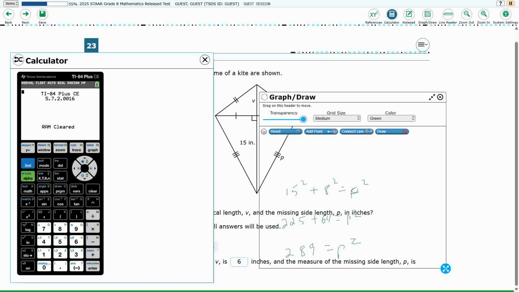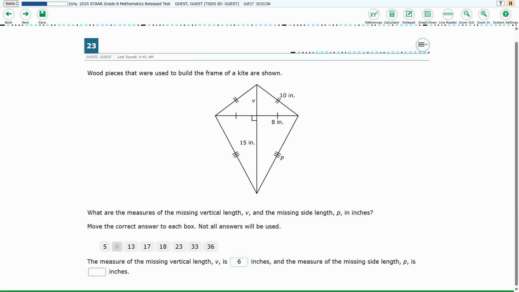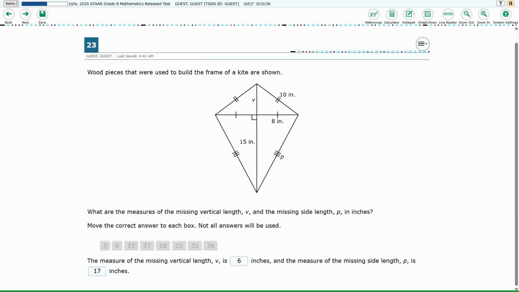And if you want, you can go ahead and take your square root. You might know that, but let's just go ahead and use our calculator here. 289. What do we have? 17. All right. So we have 17 as our answer. That's our square root, and that's how we get both points.